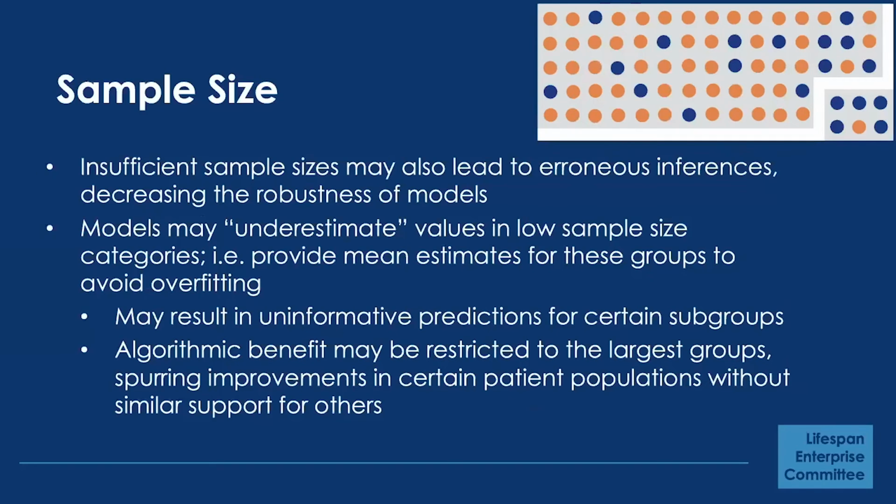Insufficient sample sizes may also lead to erroneous inferences. So models can underestimate values in low sample size categories. So machine learning algorithms will provide mean estimates for these groups to avoid overfitting. And this could result in uninformative predictions for certain subgroups. And therefore, algorithmic benefit may be restricted to larger groups, spurring improvements in certain patient populations without similar support for others.